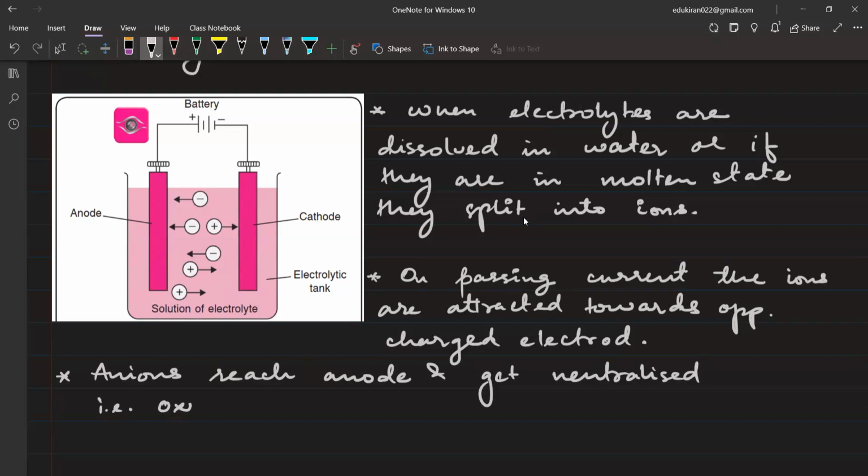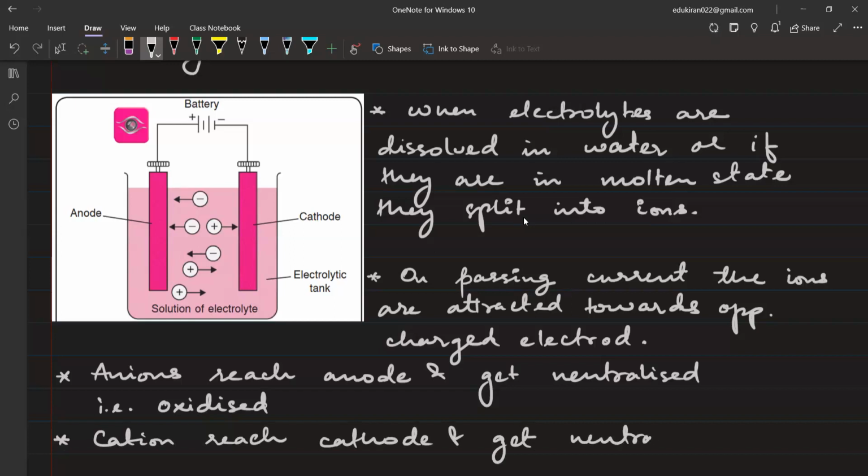That is, oxidized, okay? Write next: cations reach cathode and get neutralized. That is, what happened? Reduced. Okay.